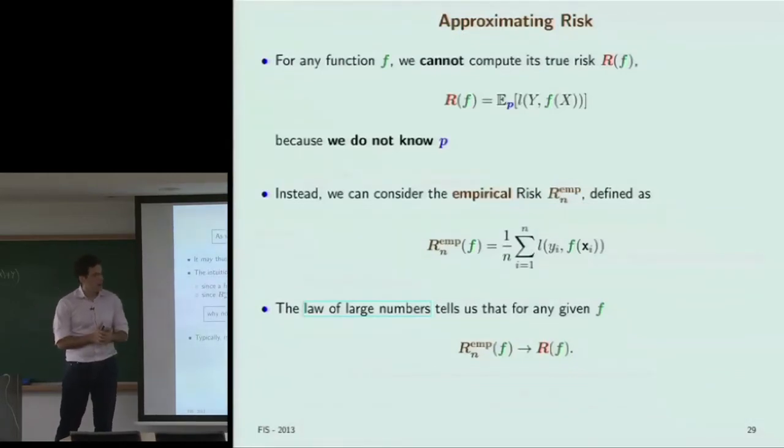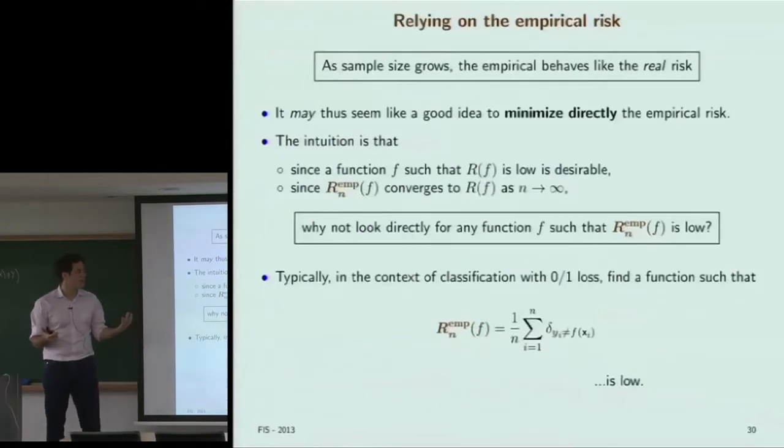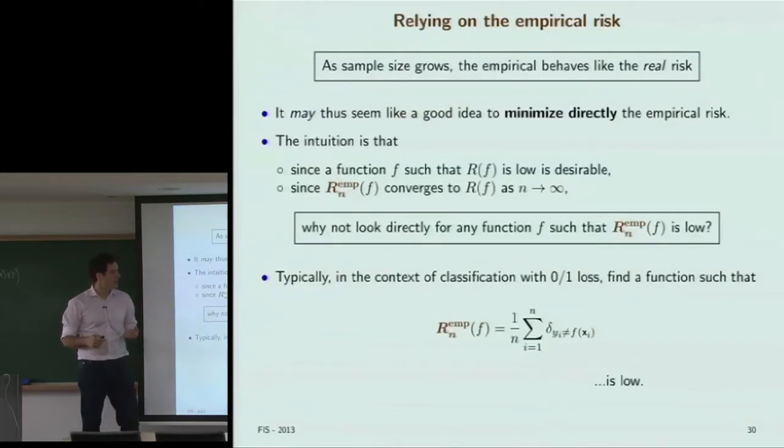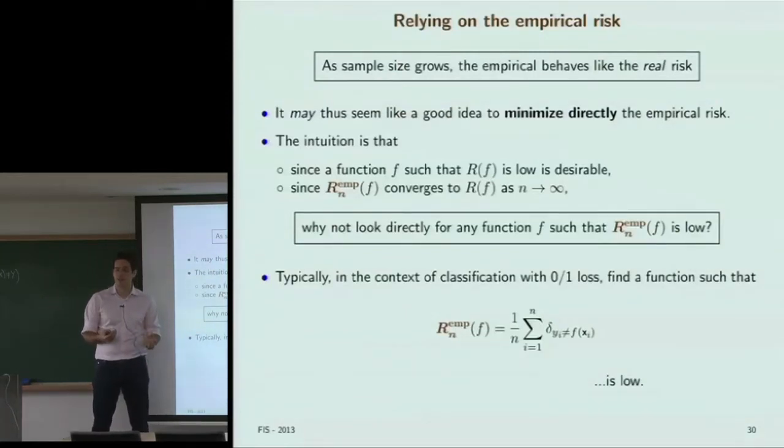So as size grows, the empirical risk behaves like the true risk. So it might seem like a good idea to minimize directly the empirical risk. What we want, again, is to have as little risk as possible. We can never compute that risk. Instead, what we have is finite samples. We can compute an empirical risk with that. This converges, when n goes to infinity, to the true risk. So it sounds like a reasonable idea to minimize this thing, which converges to the real risk somehow.